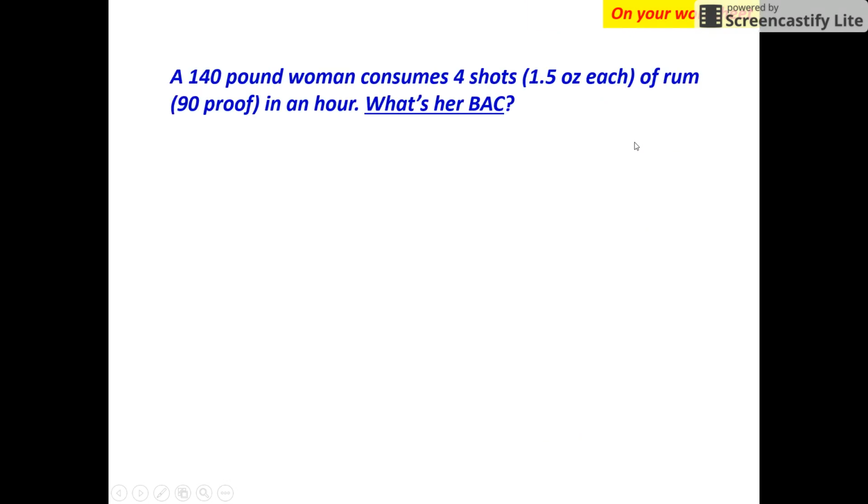Okay, here's another example. Hit pause and try to do this one on your own. Okay, here we go. I'm going to show you the answers. All right, a 140-pound woman, 4 shots of 1.5 ounces each, and the rum that she's drinking is 90 proof. First thing, calculate the percent of alcohol. It's 90 divided by 2. That's 45% alcohol. The volume consumed: 4 shots times 1.5 ounces each. That's a total of 6 ounces.